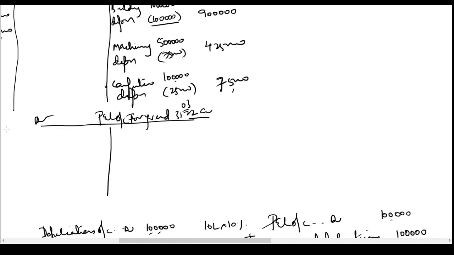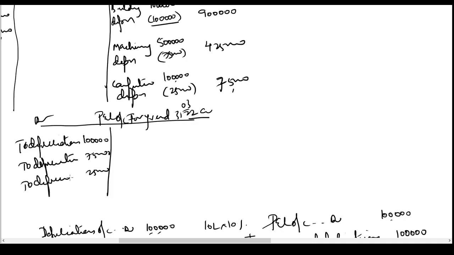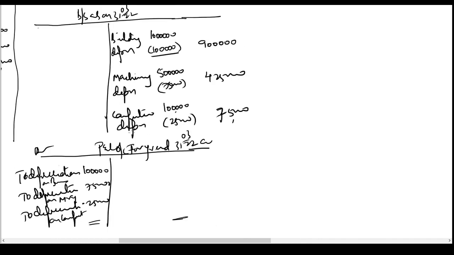I'll give a single debit posting here. I'll write to depreciation, 1 lakh. We can even write a single debit posting just for the ease. I'm writing three different depreciations here. Depreciation, or if you want, you can write depreciation on building, on machinery, on computer, like this. So this is how I deal with the P&L account in this particular problem.